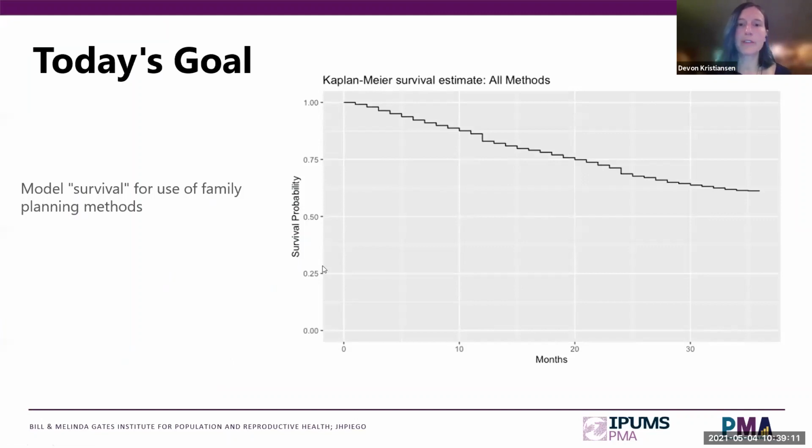What we've designed as an example for today's workshop is to have everyone be able to create this survival curve, very similar to what Dana showed us. This is a Kaplan-Meier survival curve of women using all methods in Kenya, women who were surveyed in 2019. You'll see that this is the percent of women who are still using family planning over the course of 36 months. Oh, sorry, next slide, please.